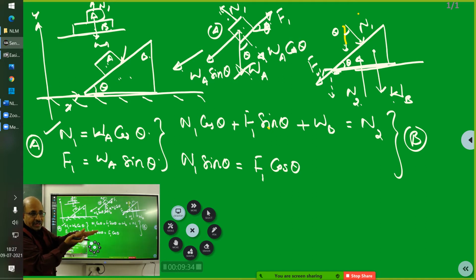And now, since the angle is 0, there is no tendency for the blocks to move. They are not moving, so there is no question of any friction. And anyway, if you put theta equal to 0 here, then sin 0 is 0, so F1 also will be 0. So this one is also verified.